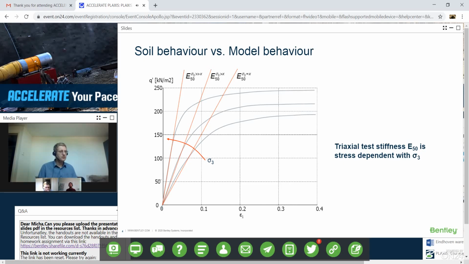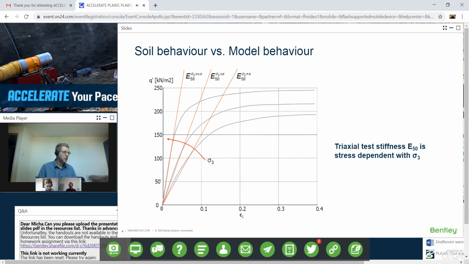I already mentioned stiffnesses depend on the stress level. How does it exactly work? Well, let's say we do 3 triaxial tests here, and for all 3 triaxial tests we determine a stiffness parameter that we refer to as E50. E50 is the stiffness over the first 50% until failure.